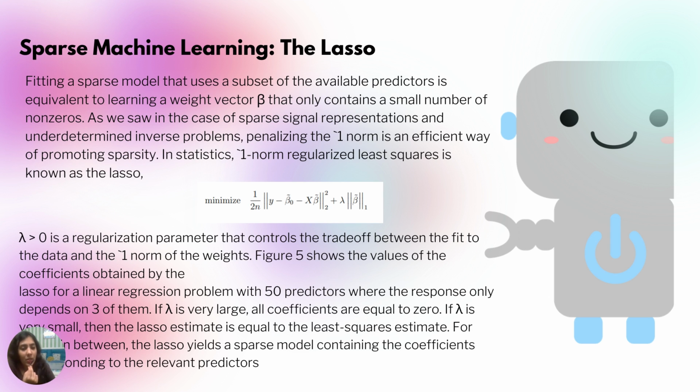Consider an example with 50 predictors where the response only depends on 3 of them. If lambda is very large, all coefficients are equal to 0, and if lambda is very small, the lasso estimate is equal to the least squares estimate. For values in between, the lasso yields a sparse model containing coefficients corresponding to relevant predictors.